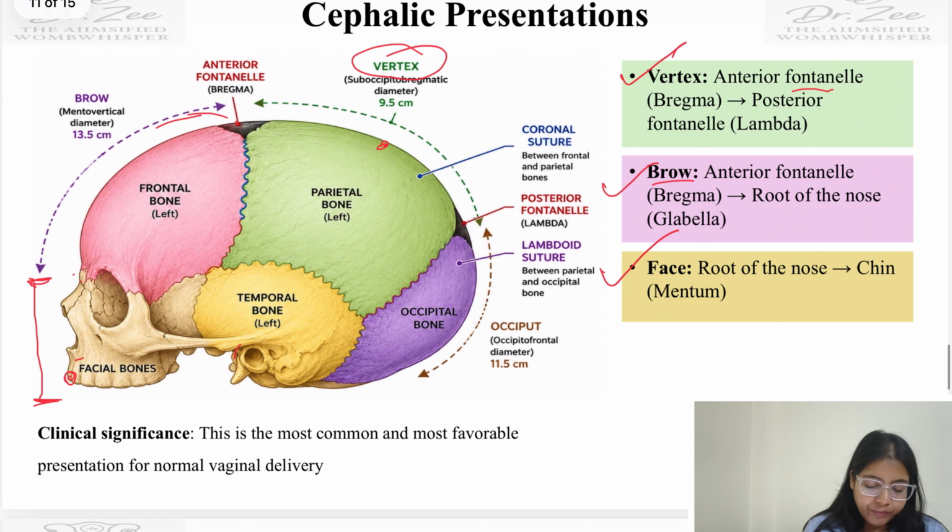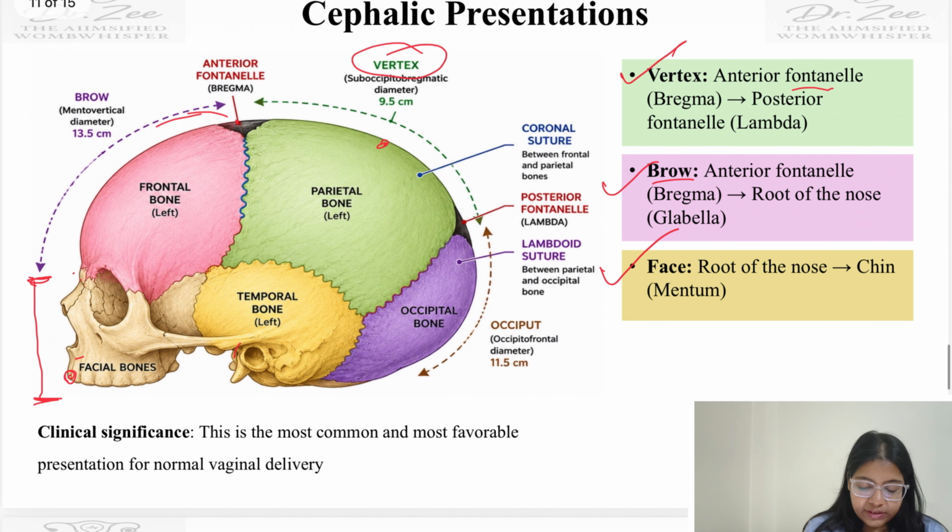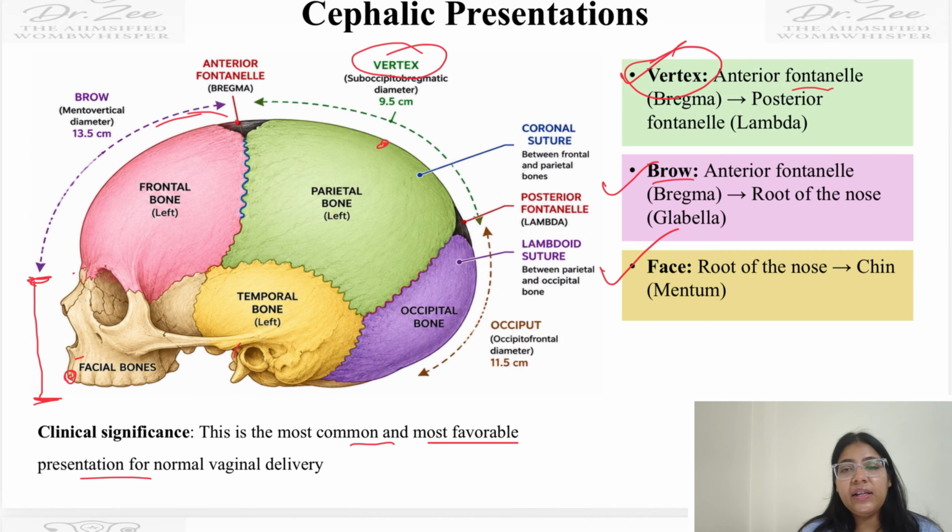Okay. And the clinical significance of vertex presentation is that it is the most common and most favorable presentation for normal delivery. So in most of the normal deliveries, the presentation is cephalic and vertex.